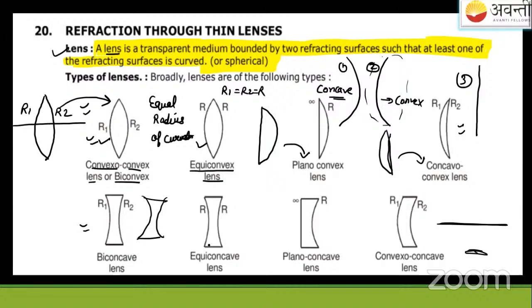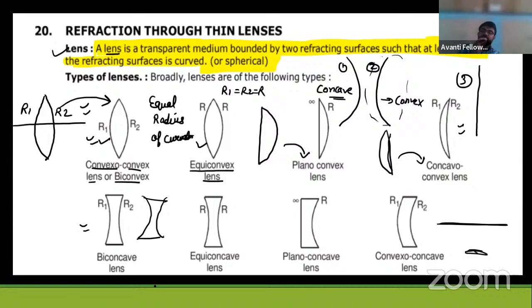Kaisa lens hai, students? These are thin lenses. Okay, let me see. Is the recording going on? Yes. So similarly, one more thing to remember is this. Biconcave. Remember this thing. What's the difference between biconcave and equiconcave lens? See, biconcave is like this.